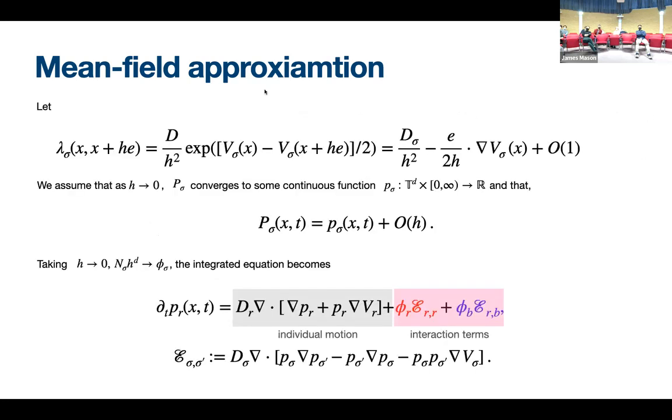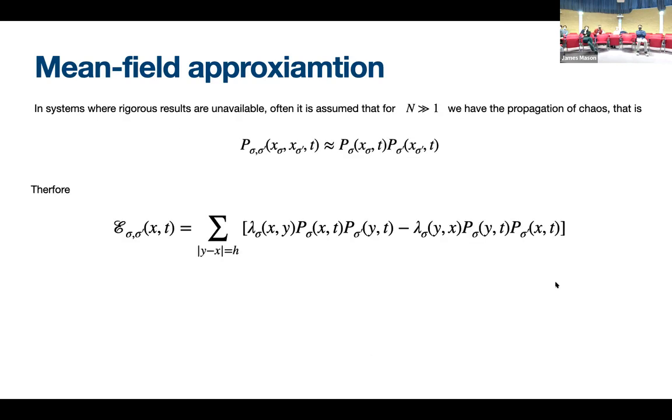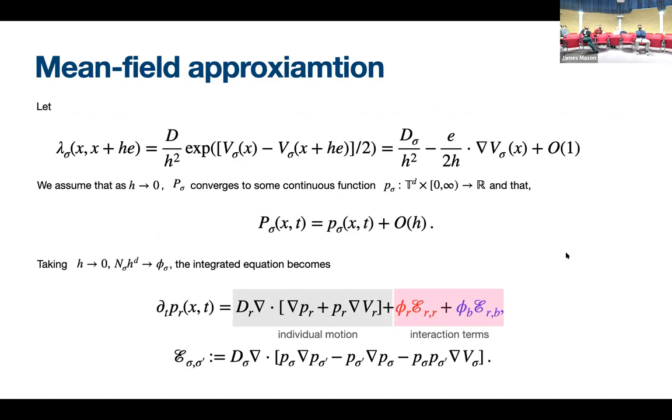So if we did do this and we wanted to close our equation, this closes our interaction term, and then we plug in whatever lambda we wanted to, and we end up with a cross-diffusion equation, where we've got the individual motion that we got before, but now with some interaction terms. Here phi r is the volume fraction of red particles, phi b is the volume fraction of blue particles.